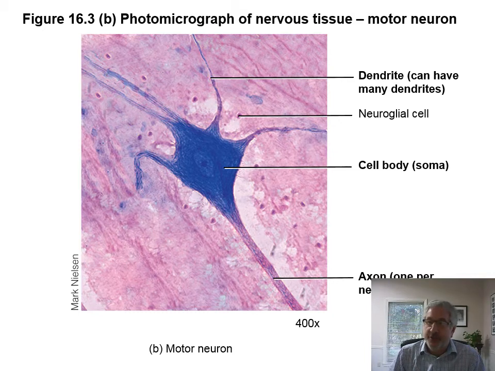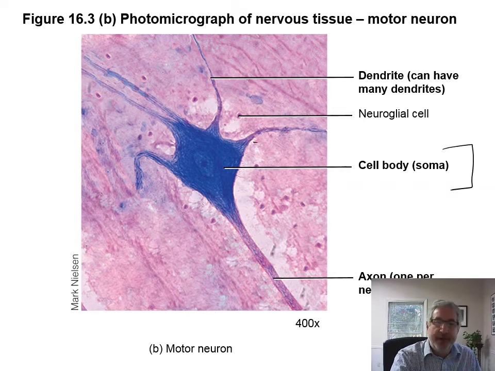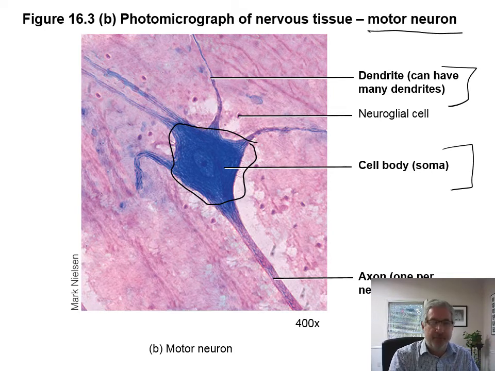Next slide. So here's a photomicrograph of nervous tissue, some motor neurons. So you have the cell body, that's in the middle here. That's the big fat part. And then you have dendrites. And a neuron, we usually use a motor neuron as a prime example, just because they're kind of your typical neurons, and that's what a lot of your neurons are.